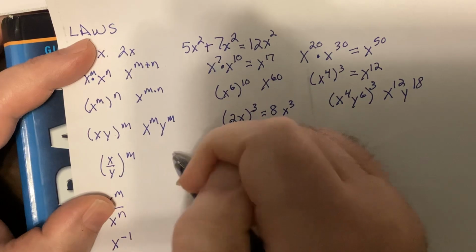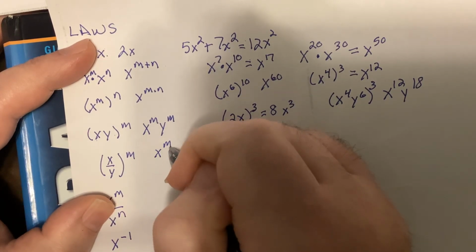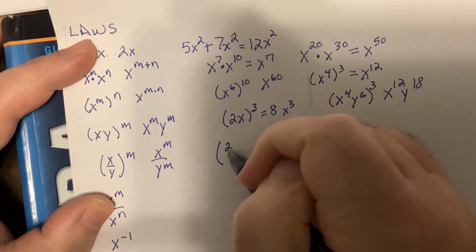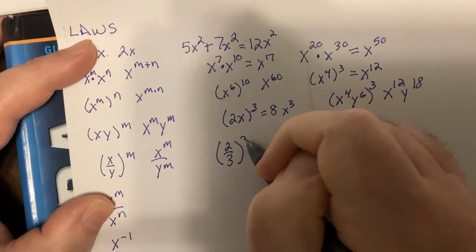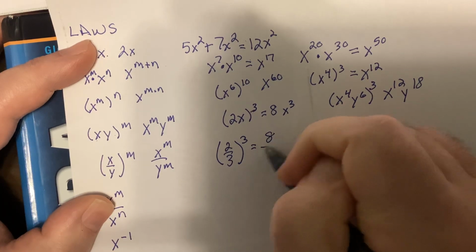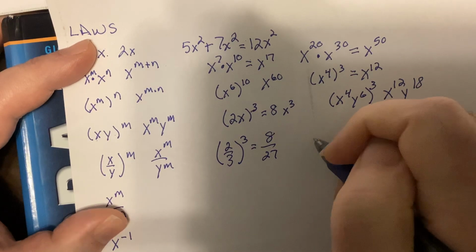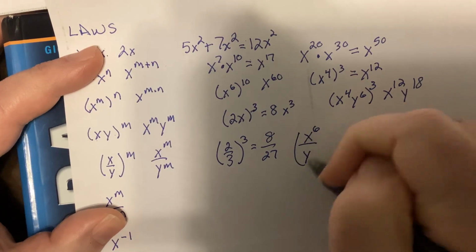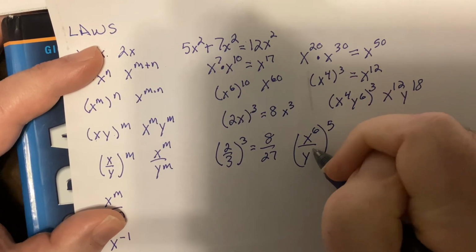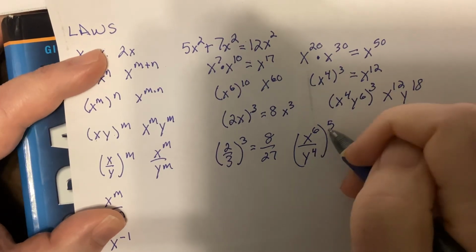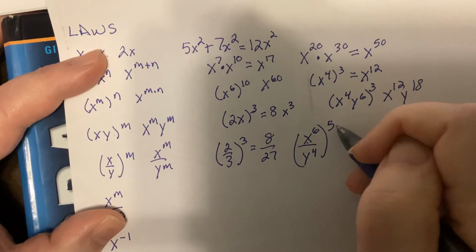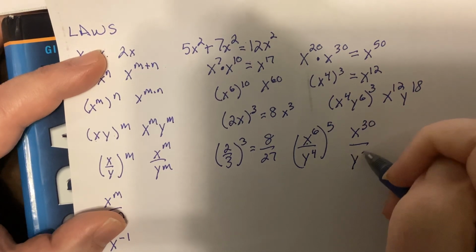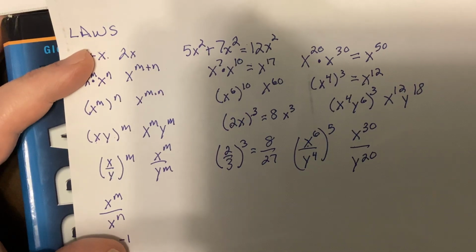When you're dividing, oh wait, that's a fraction. When you have a fraction raised to a power, you raise both to that power. So if I have 2/3 and I want to raise it cubed, that'd be 8 over 27. If I have x to the 6th, y to the 4th, and I raise it to the 5th, base to a power raised to another power, you multiply, so it's x to the 30, y to the 20. Is this coming back to you, I hope?